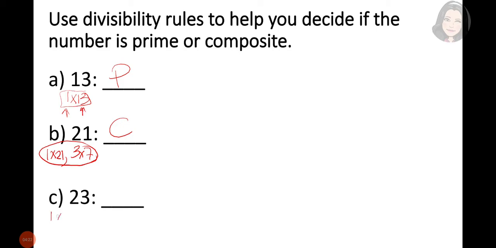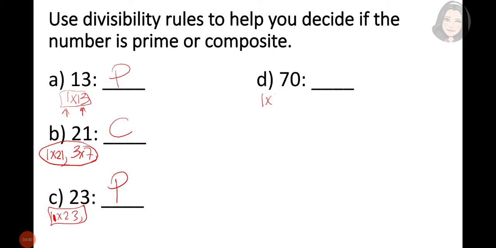Let's see 23. Of course, I have 1 times 23 is a 23. This is not divisible by 2 or 3 or 4 or 5 or 6 or 9 or 10. So it has only two factors, the number 1 and the number itself, then it's definitely a prime number.